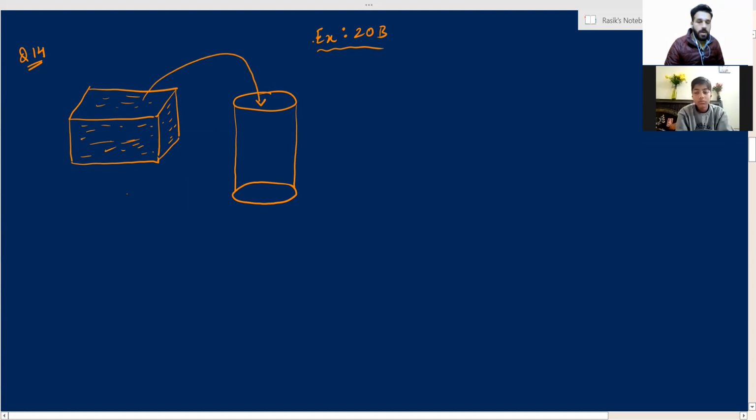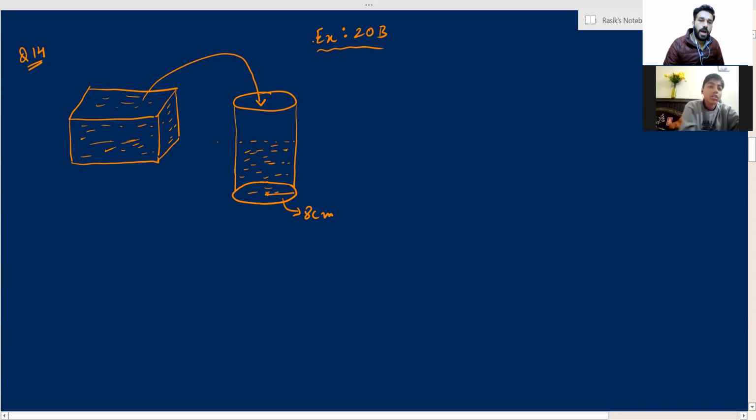Okay, so we know the radius of this vessel. Radius of the vessel is given. What is the radius given? 8 centimeter. Now, when you pour all the water from the rectangular vessel into the cylindrical vessel, it will fill the cylindrical vessel to a particular height. It will not fill it completely because the cylindrical vessel is of larger dimensions. It is big in size. So it will not fill completely. It will fill up to a certain height.